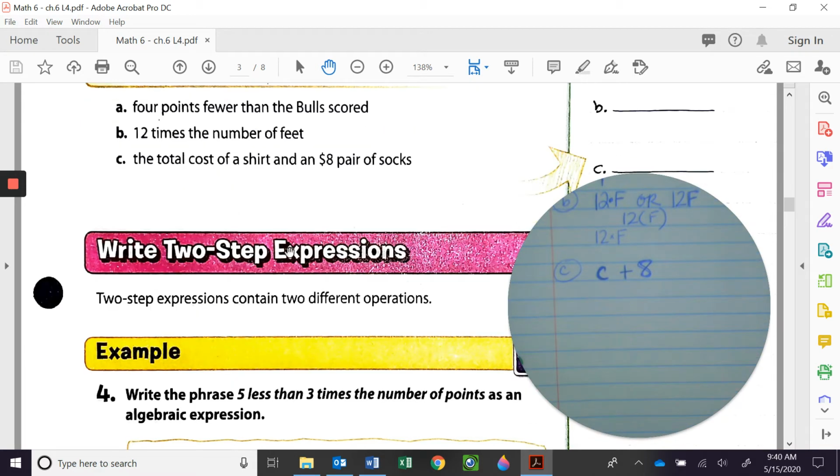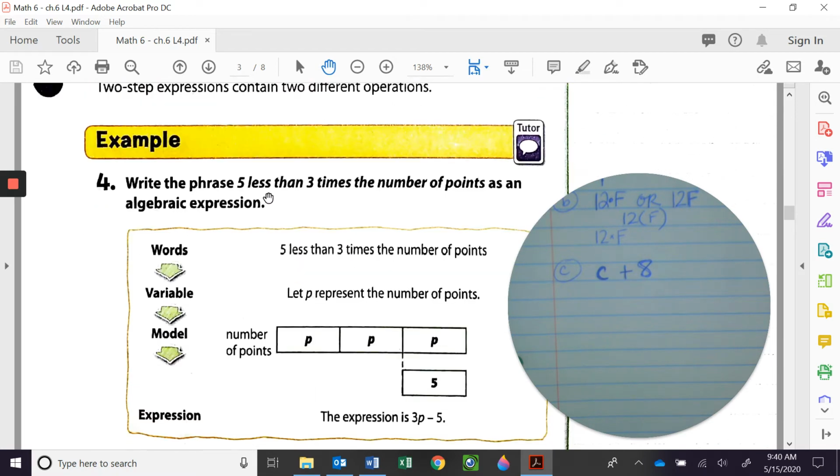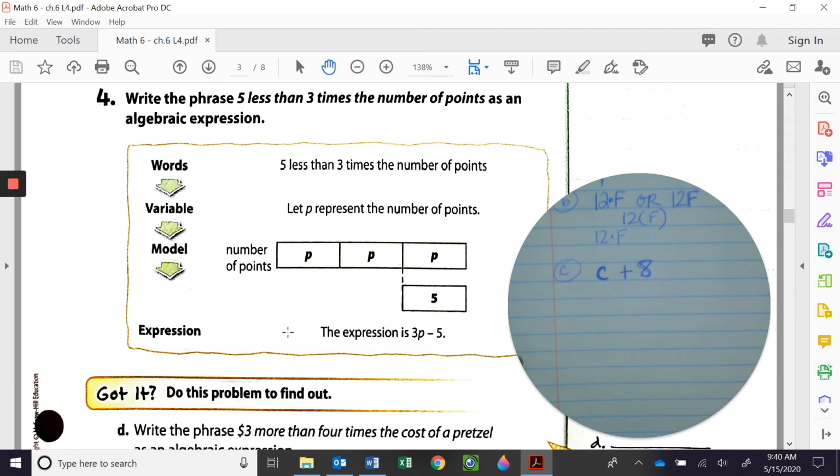What happens if there's two-step expressions? 5 less than 3 times the number. You can see what that says, right? 5 less than, so minus 5, and then 3 times the number of points.